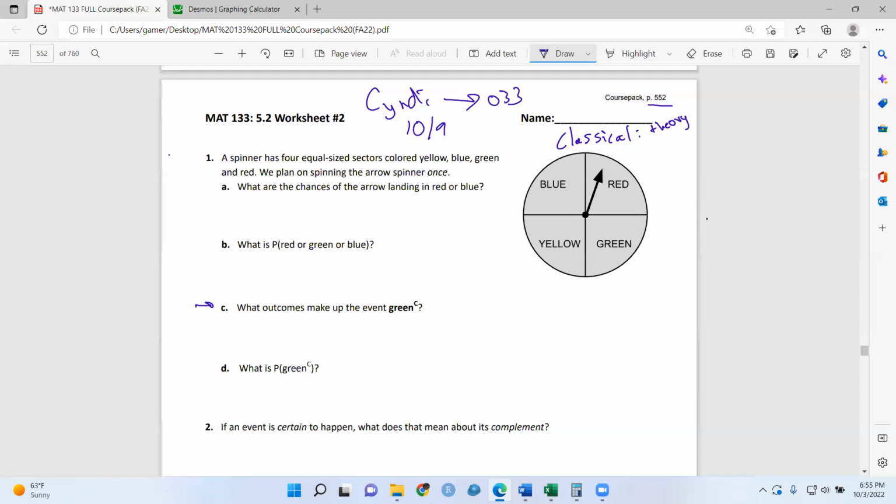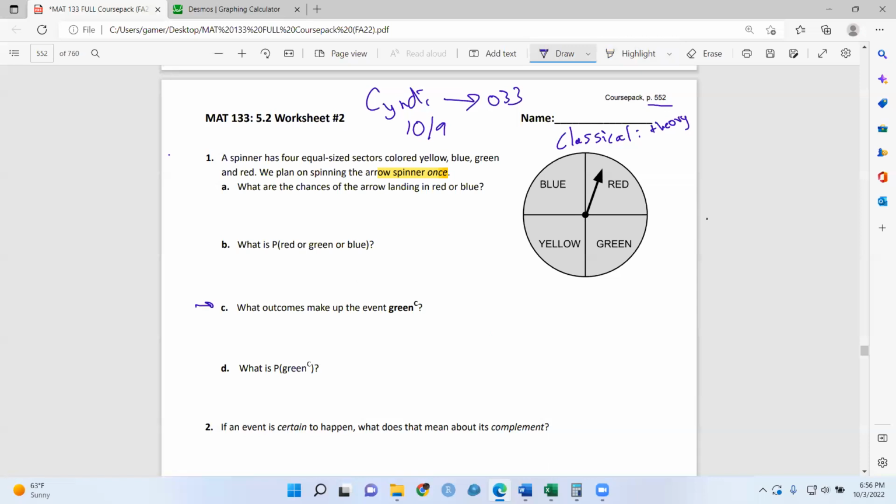Okay, so letter A, what'd you all get? What's the probability it's landing on red? Oh, wait, let me highlight one thing. Notice in this problem, we're doing this spin just once. When you do 5-3, we might hit the spinner 5 times and see what's the probability we got green 5 times in a row. So for now, it's just once.